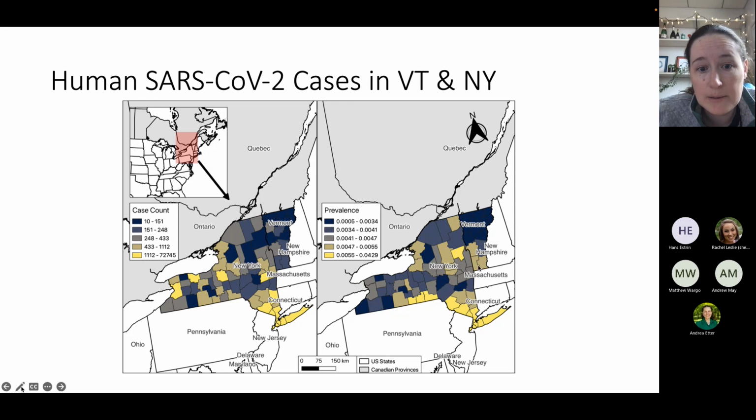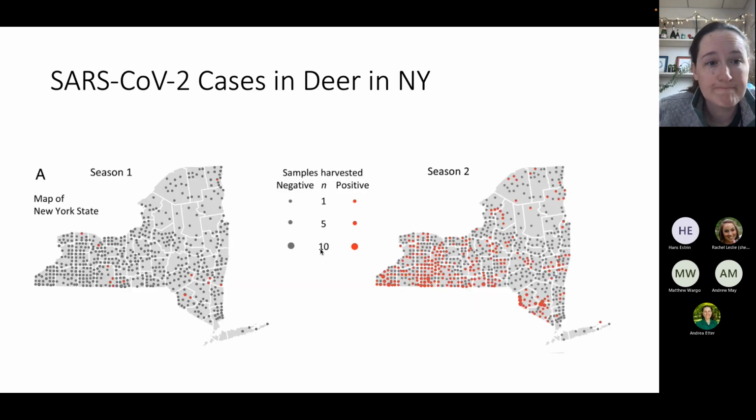So you can see the prevalence. You can see in either case, Vermont has low amounts of COVID compared to New York, particularly Western New York and this area down here with New York City. So I think it's plausible that one of the reasons that we're not seeing it here in Vermont yet is that there is less COVID-19 in the people that the deer have the chance to interact with.